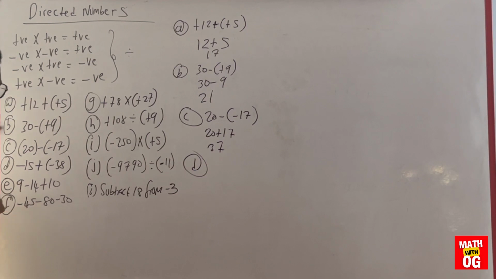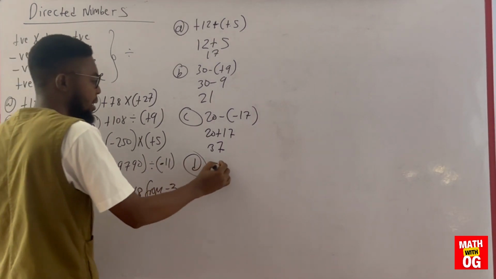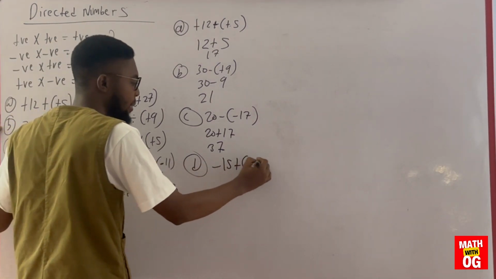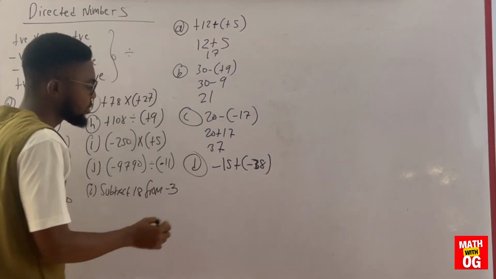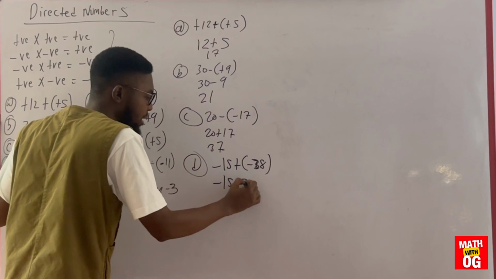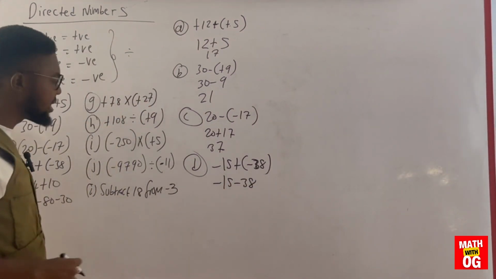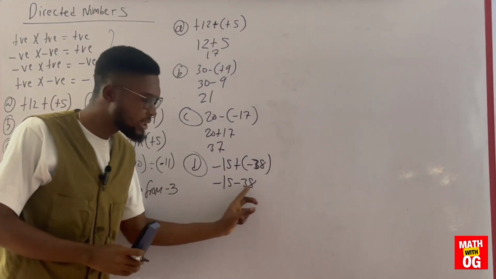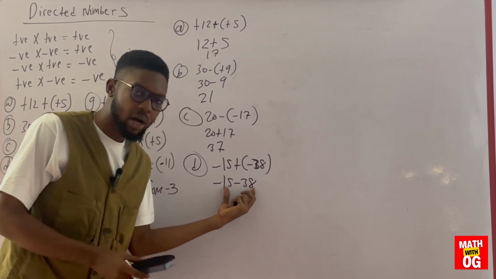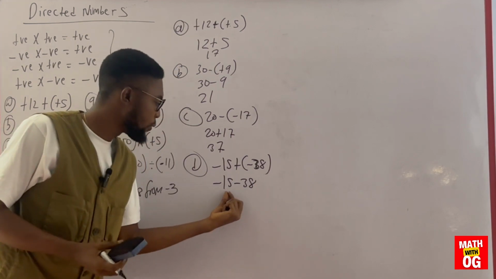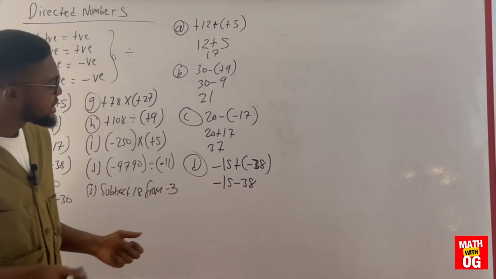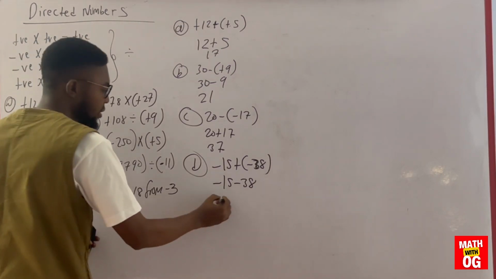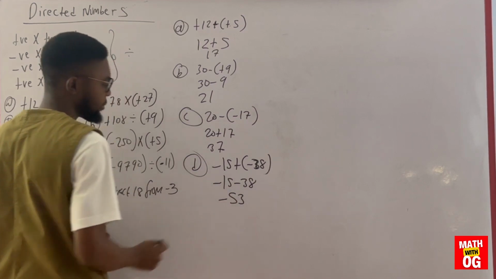D, you have minus 15 plus minus 38. Plus times minus is minus. So this will give us minus 15 minus 38. And I said earlier, whenever you have negative numbers, add them up and introduce a negative sign. So 15 plus 38, that should give us 53. So this will give us a negative 53.